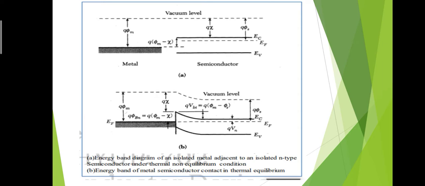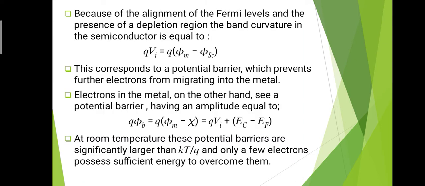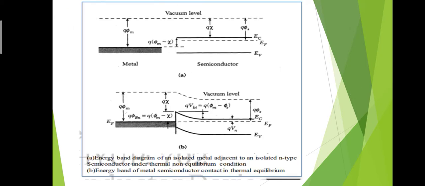Now the depletion region, we also define in this equation, which is also shown in the figure, that is q Vbi is equal to q into phi m minus phi s. So this is not the barrier height, sorry, this is the depletion region. It is a subtraction of the work function q phi s, that is for the electron which is at the conduction band.